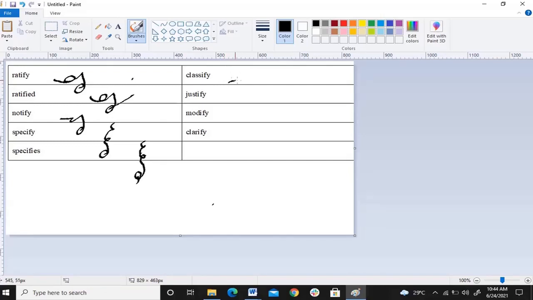So we have classify, K, L, A, S, class, and then we have the phi, classify. So we have the K, L, A, S, and then the F, and then the I, classify. Next, we have justify. So, we have justify. Pero yung T kasi, T na doon, kaya wala ng I. So, we have J, U, S, T, and then the phi.